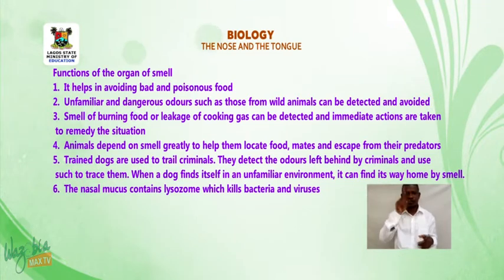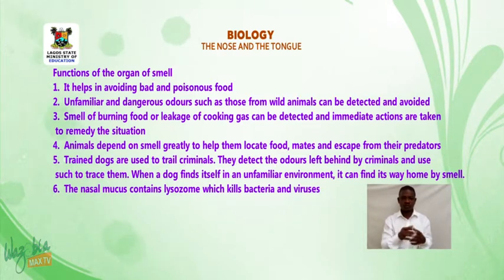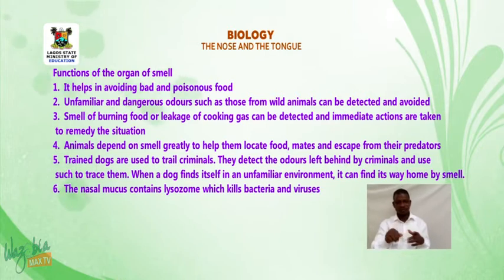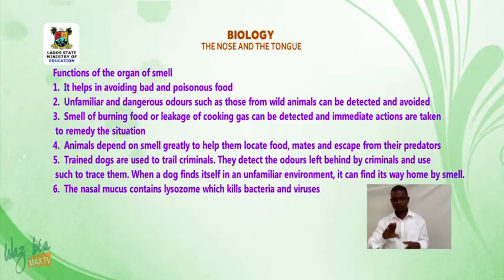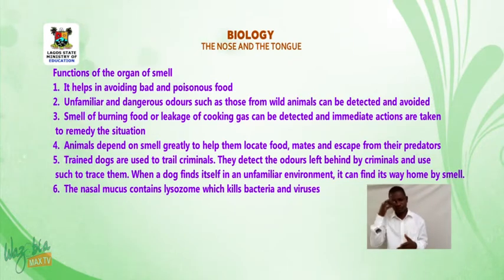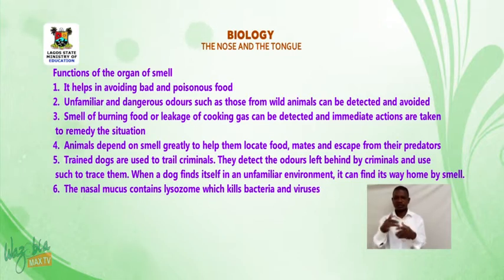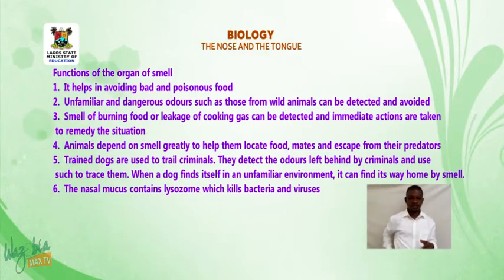Five, trained dogs are used to trail criminals. They detect the odors left behind by criminals and use them to trace them, because they have been trained to do that. Through that, you can see them detecting the odors left behind by the criminals, and they can trace them back to where they are.